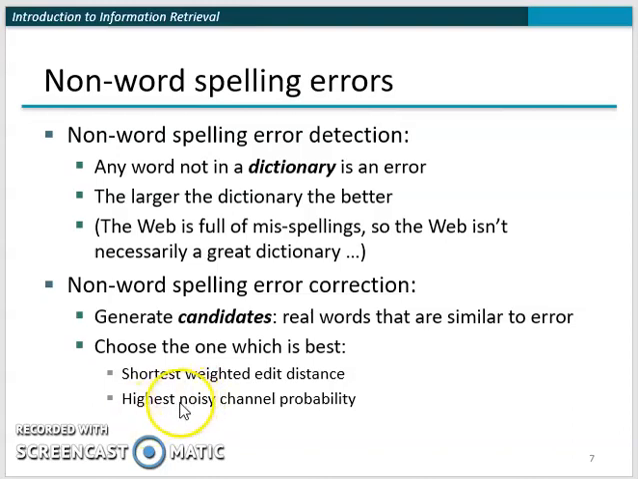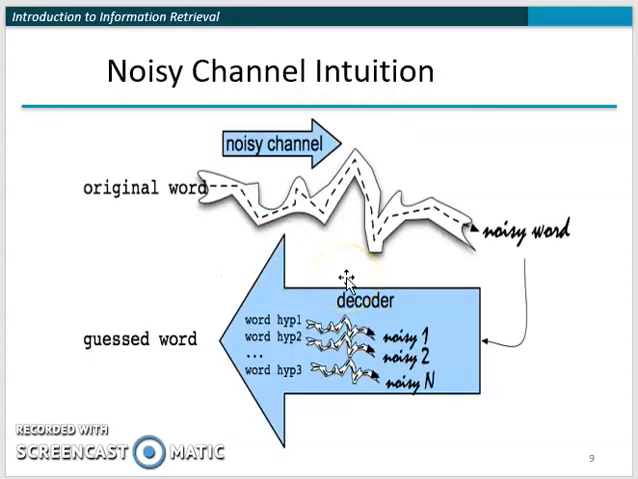Let's first discuss what this noisy channel probability is. For that you need to know the intuition of noisy channel. Noisy channel is nothing but a medium which is represented like this here. A word is passed through this noisy channel and we get a noisy word at the end. So we have this noisy word and we don't know what the actual, original word was.